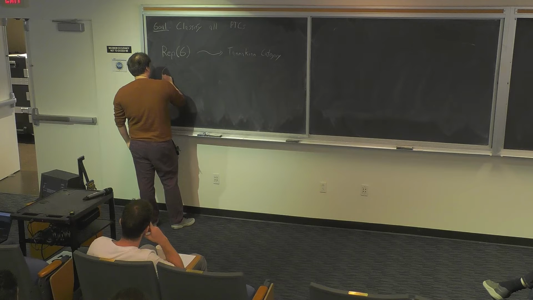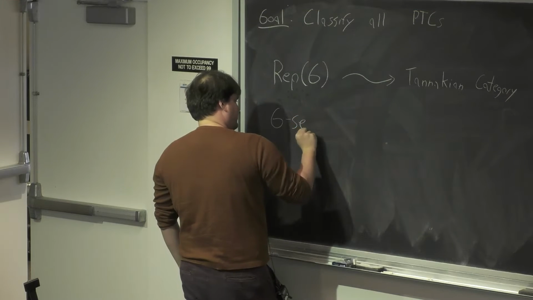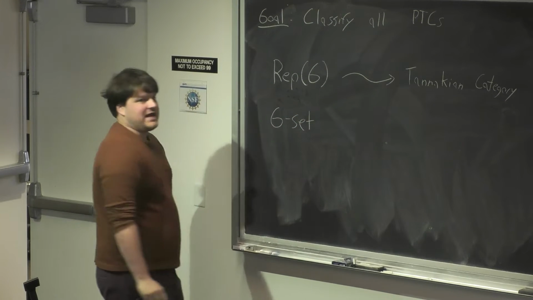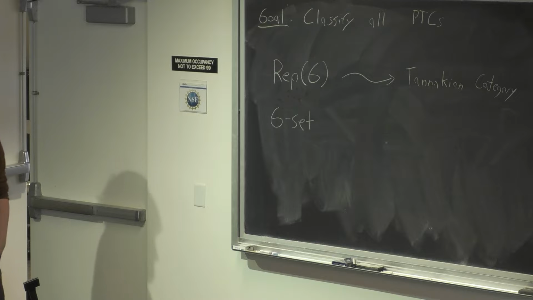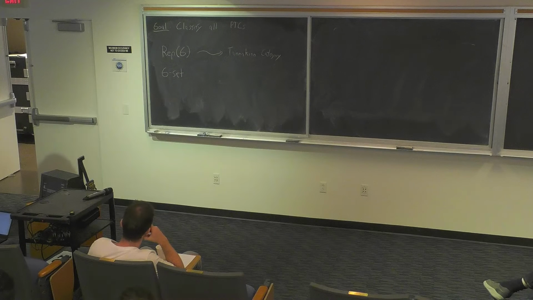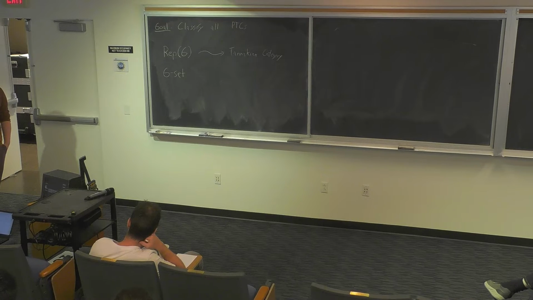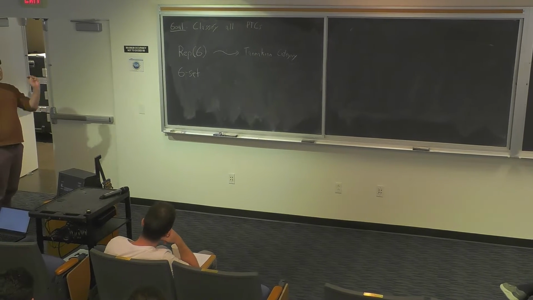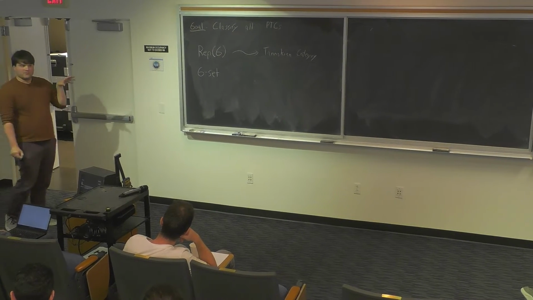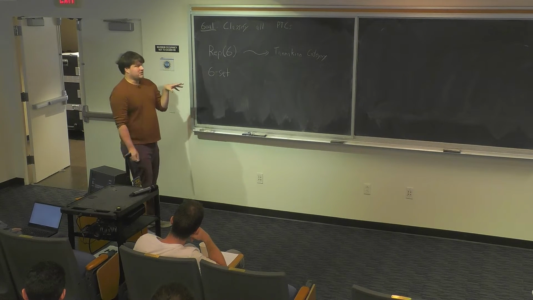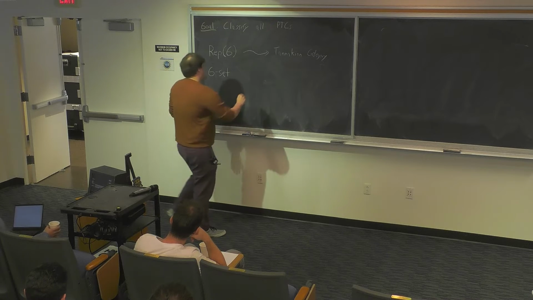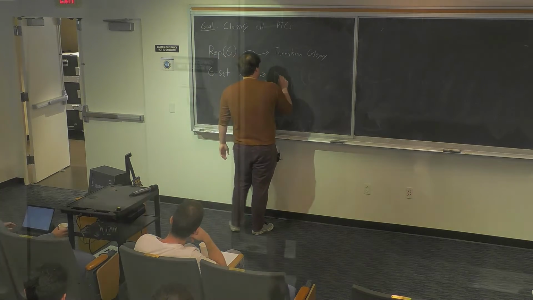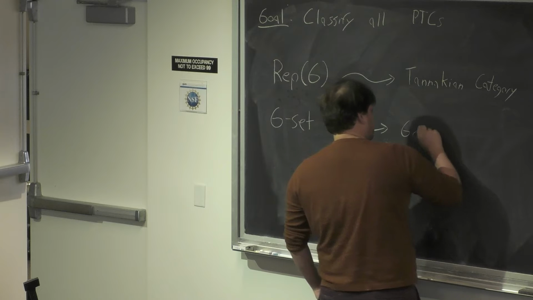So if I look at G-sets, so now I'm thinking of G as being either finite or profinite, I can look at the category of G-sets, and I can do the same thing. I can try to axiomatize what categories arise as categories of G-sets. Okay, and this leads one to the notion of a Galois category.